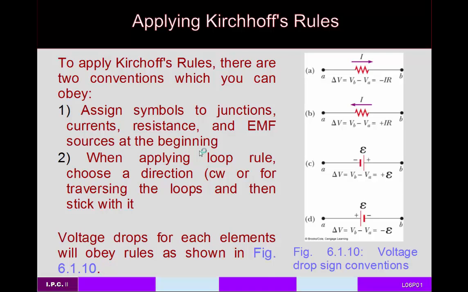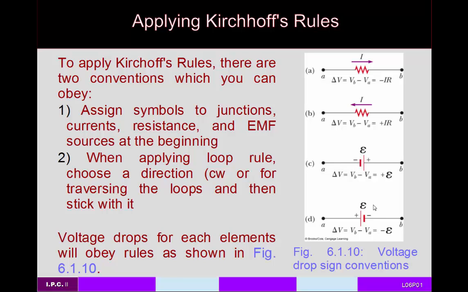To actually apply Kirchhoff's rules, there's a few steps that you take. First of all, you can assign symbols to all the junctions, the currents, the resistances, the EMF source, all of that. So for example, you have junction A, you have junction B, the voltage drop VB minus VA is the total potential difference between here and here, is basically how much voltage drop do you have across this resistor. That must be equal to negative I times R, where R is the resistance and I is the current. And similarly, you can have a current going in the opposite direction through the junction, in which case the voltage drop has the opposite sign.